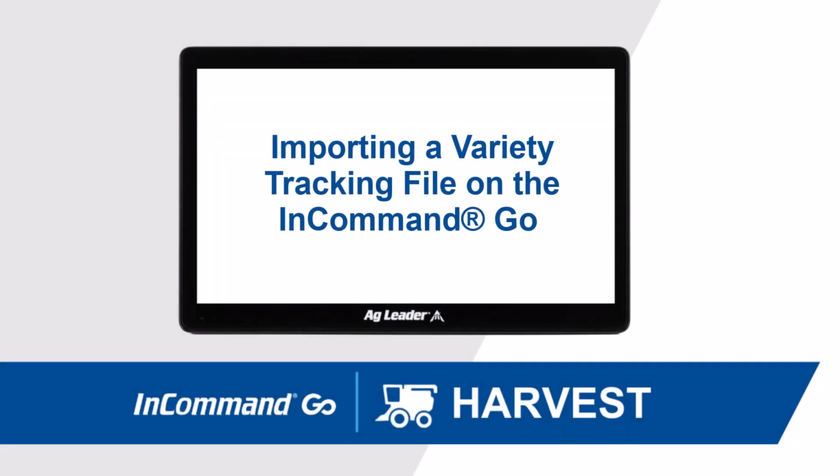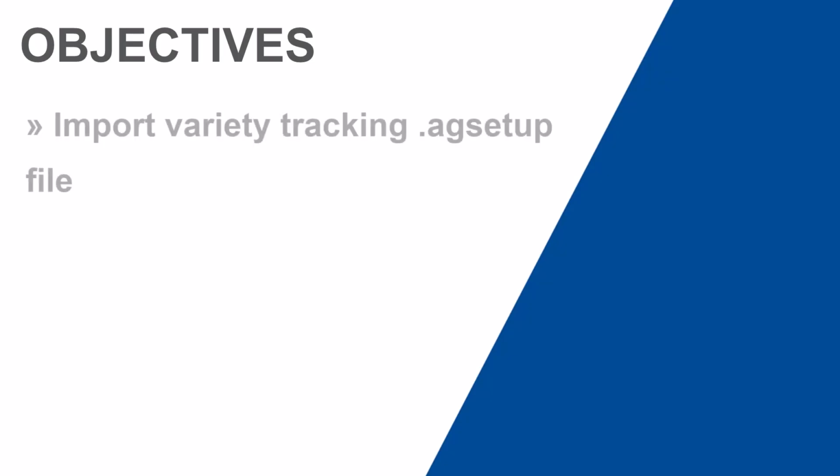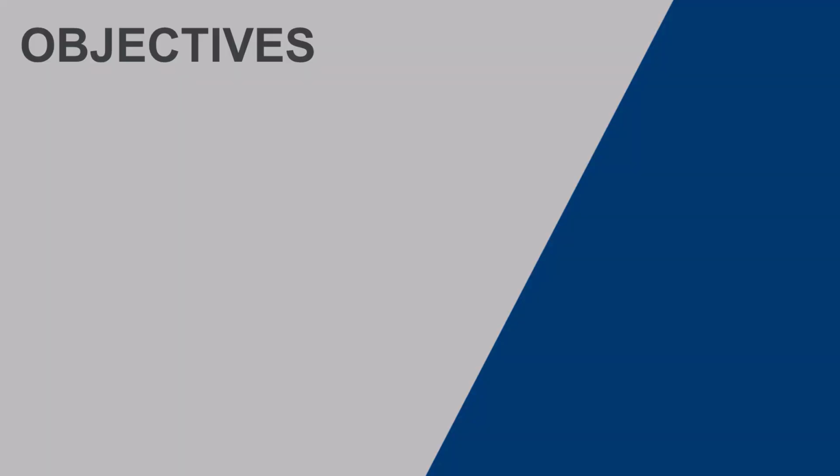In this tutorial, you will learn how to load an external planting map to do variety tracking with the InCommand Go display. Variety tracking with the InCommand Go display allows the display to designate and filter yield information on the go based on the variety.